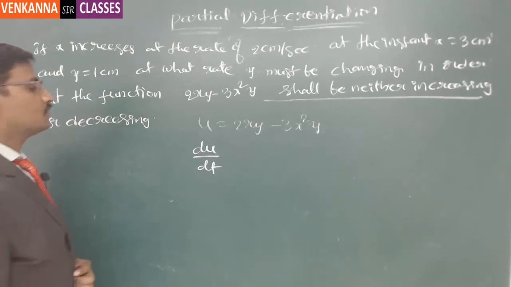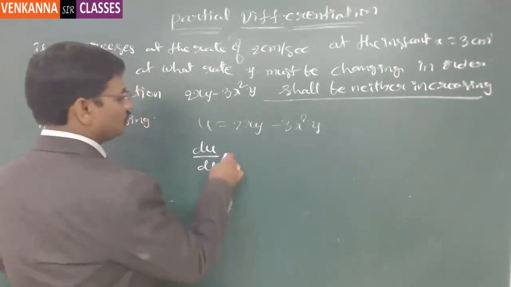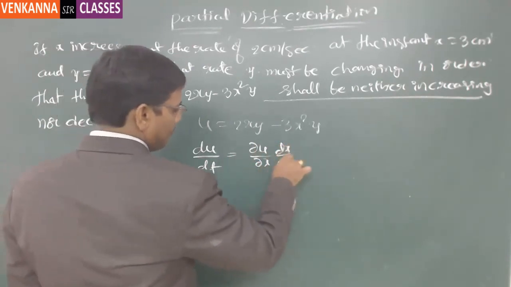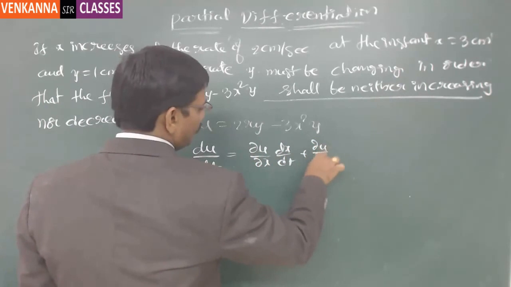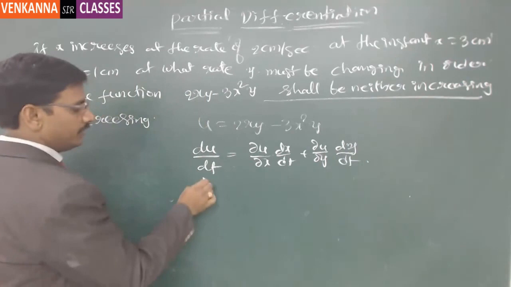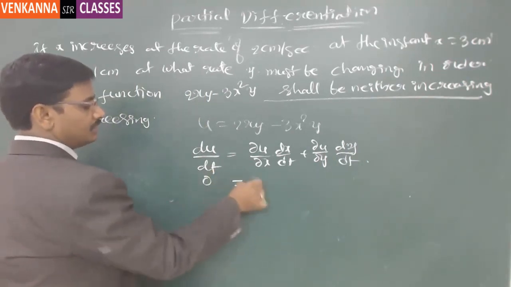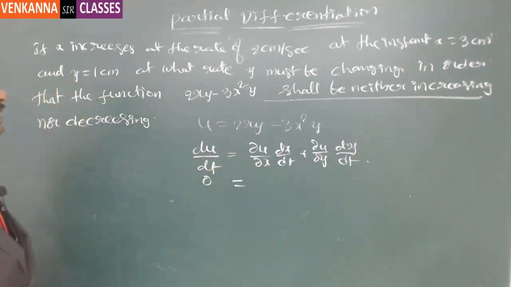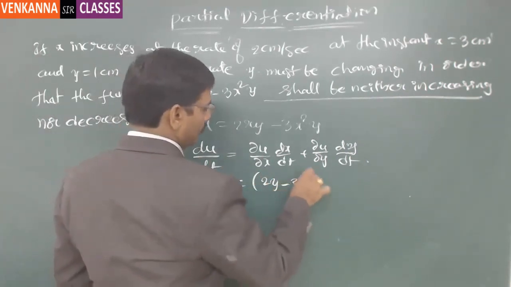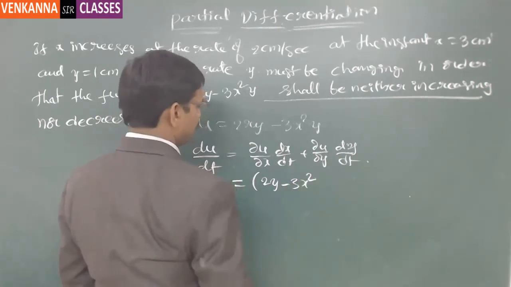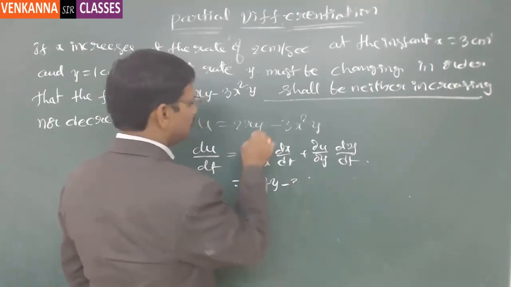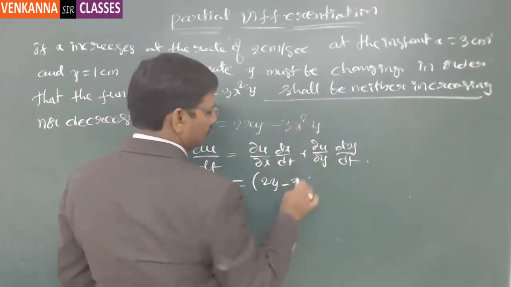Now here, once you have that information, du by dt is nothing but dou u by dou x into dx by dt plus dou u by dou y into dy by dt. Now in this du by dt, he said that it is 0 because it is neither increasing nor decreasing, and then dou u by dou x is nothing but 2y minus 6xy.